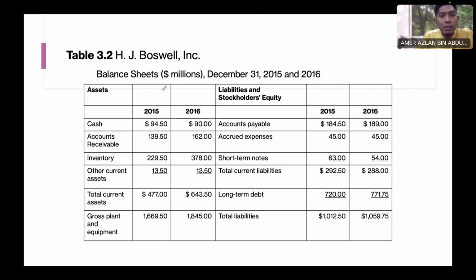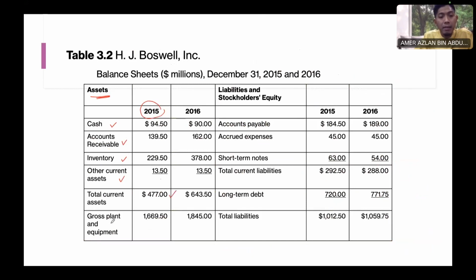So let's go through this example of a balance sheet for this company called H.J. Boswell for 2015 and 2016. You can see here on the left-hand side is the asset column, where you have several items listed as current assets. For example, you have cash, accounts receivable, inventory, and other current assets. Let's look at 2015. The total current assets for H.J. Boswell was around 477 million.